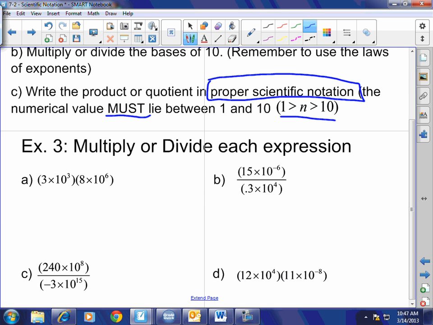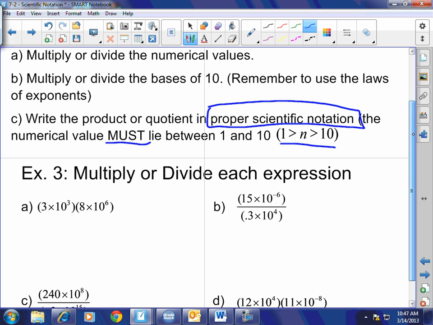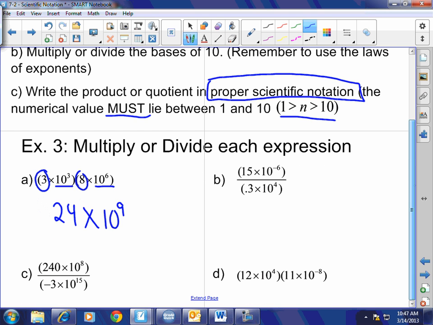Right here: 3 times 10 to the 3rd times 8 times 10 to the 6th. Step 1. What does it say for A? The numerical values only. So what's 3 times 8? Just put 24. Times, what's 10 to the 3rd times 10 to the 6th? 10 to the 9th. Now, is that in scientific notation? No, because the 24 is not between 1 and 10, is it? So what do I have to do?